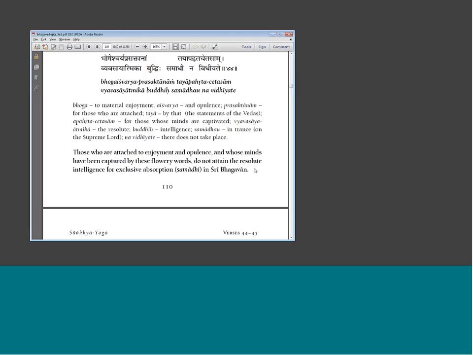But it's the attachment. It's the attachment of chasing after enjoyment, and the philosophy of life that says if it feels good, do it. This is what Krishna is saying. If you are on the path of chasing after whatever gratifies your senses, then you are not going to be able to have resolute intelligence. And that's what you need for samadhi.